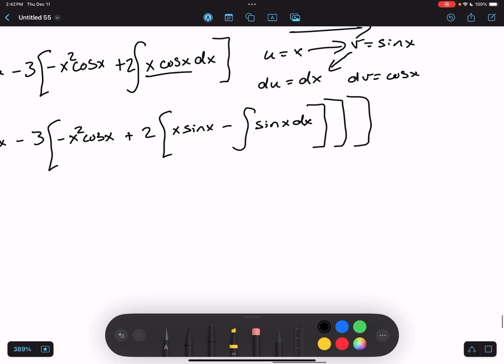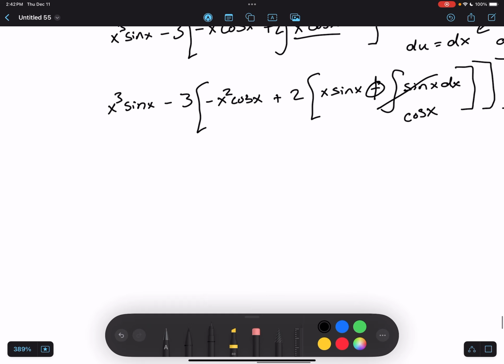We know that the integral of sine x is actually negative cosine x, but we have a negative here already, so we'll make that a positive. That is now a plus cosine x. And now we just need to distribute this 2, and then distribute the 3, and then we'll be ready to simplify and finalize.